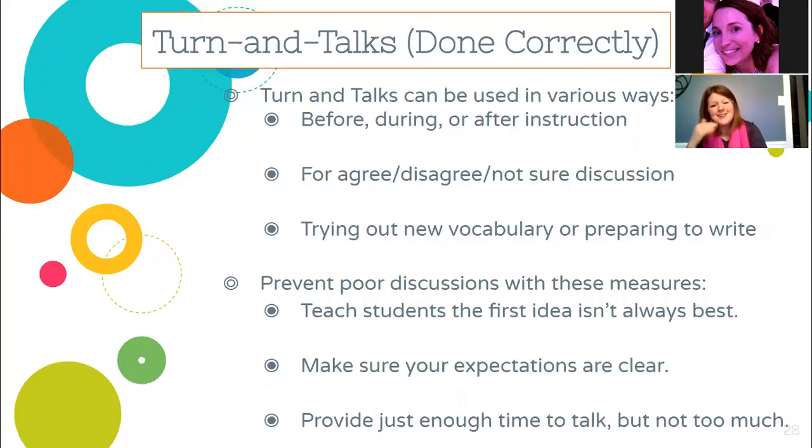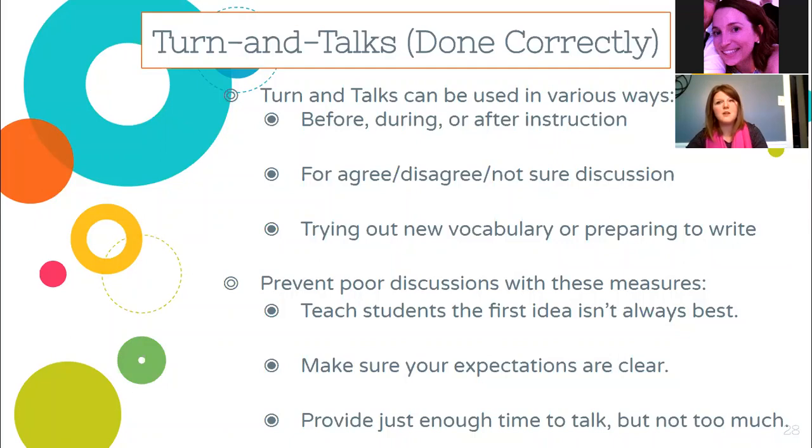So turn and talks are great though, because they can be engaging when they're done well. You can use them before instruction, during instruction, or after. But basically, it's just what it sounds like. You turn to the person next to you. Sometimes I tell students, go across the room to someone who's not beside you and talk about this. But you can use it for a variety of things.